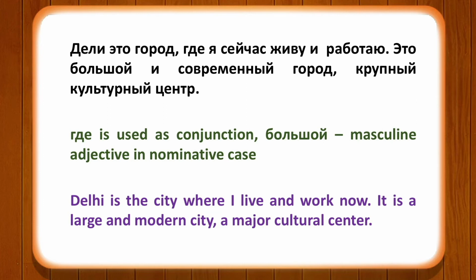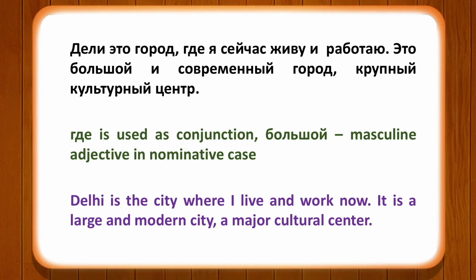Это большой и современный город, крупный культурный центр. Please remember, here in the first sentence, Delhi это город, где я сейчас живу и работаю. Here, где is used as a conjunction of two simple sentences, to combine two simple sentences.